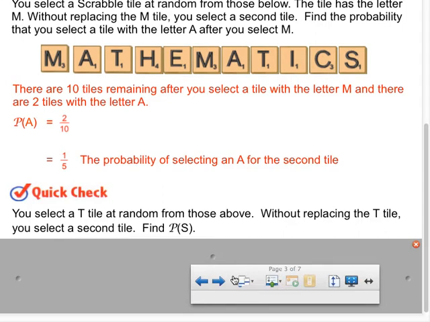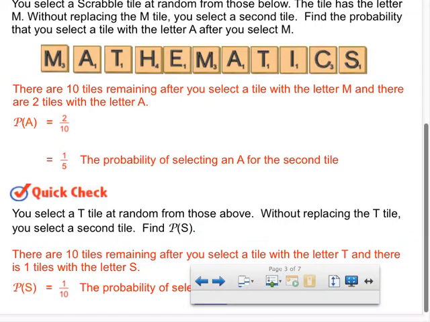You select a T tile at random from those above. Without replacing the T tile, you select a second tile. Find the probability of picking an S tile. Shh, quietly to yourselves. If you need to reread the question, go ahead and read the question. Alexis, go ahead. You think it's 1/10? How many guys agree with that? It is correct. It is 1/10.